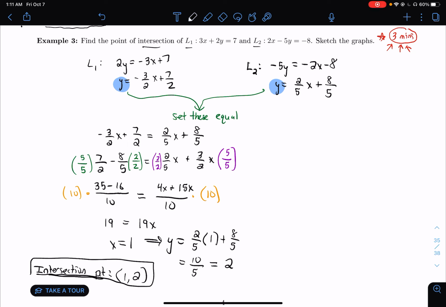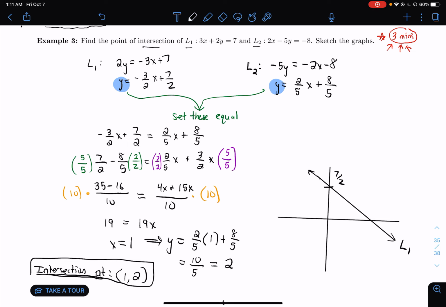The final part of this says, sketch the graphs. Let's verify that this seems like a reasonable intersection point. I'll draw some axes, including the x-axis, and I'll draw these two lines. L1 has its y-intercept at 7 over 2, which is positive, and it's got a negative slope, so it goes downwards like this. I'm going to label that line L1.